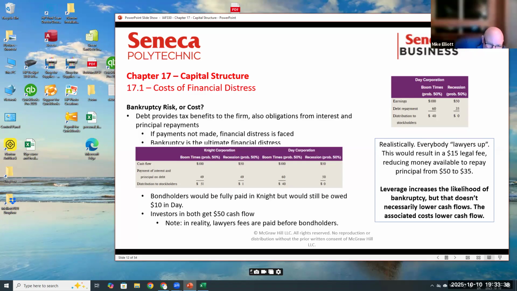Now, it's important to know, they set the rules up, and whenever you can set the rules up, you have a chance to skew them slightly in your favor. Lawyers' fees are paid out before bondholders. So we have to account for legal fees first. Is this real? Well, I don't know.